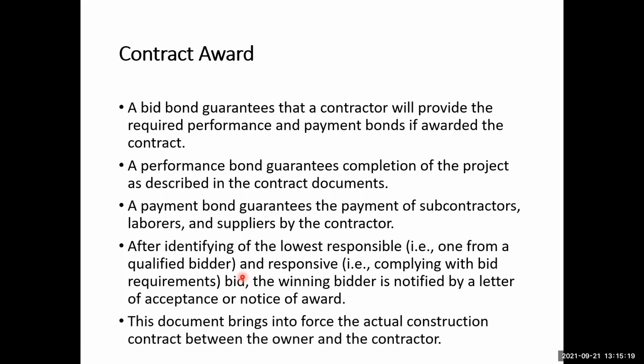And this document brings into force the actual construction contract between the owner and the contractor. So once the bid is awarded, then comes the role of the construction contract. The construction contract takes place between the contractor and the client. Later on we will look at the construction contracts as well, and before looking at the construction contract, there will be some discussion about the role of the subcontractors as well.